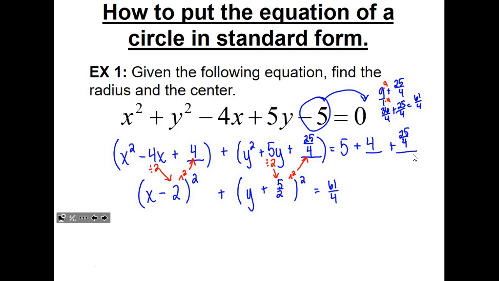Okay, so from this, now it's in standard form, because we've got x plus or minus a number squared and y plus or minus a number squared equals the radius squared. So the center of the circle, Lily, what's the center? 2, -5/2, or if you want to do 2, -2.5, that's fine as well.